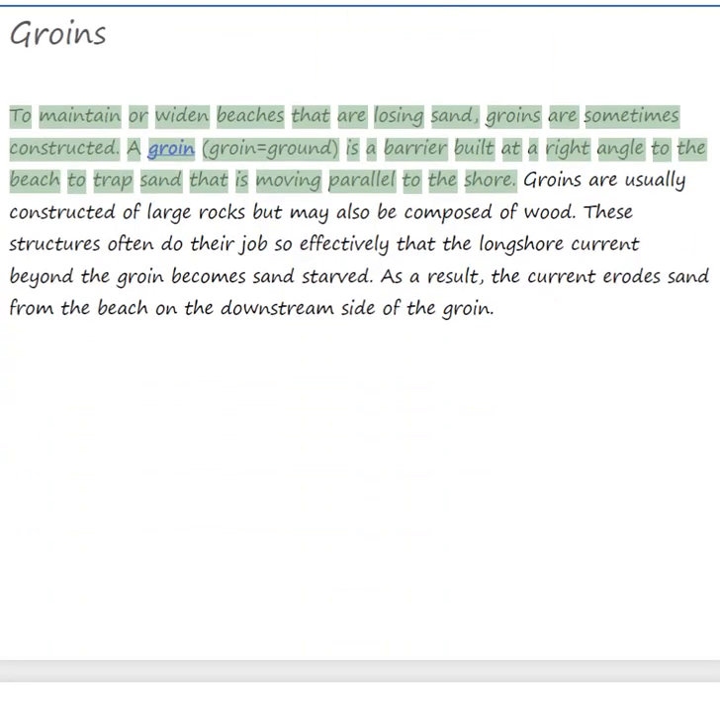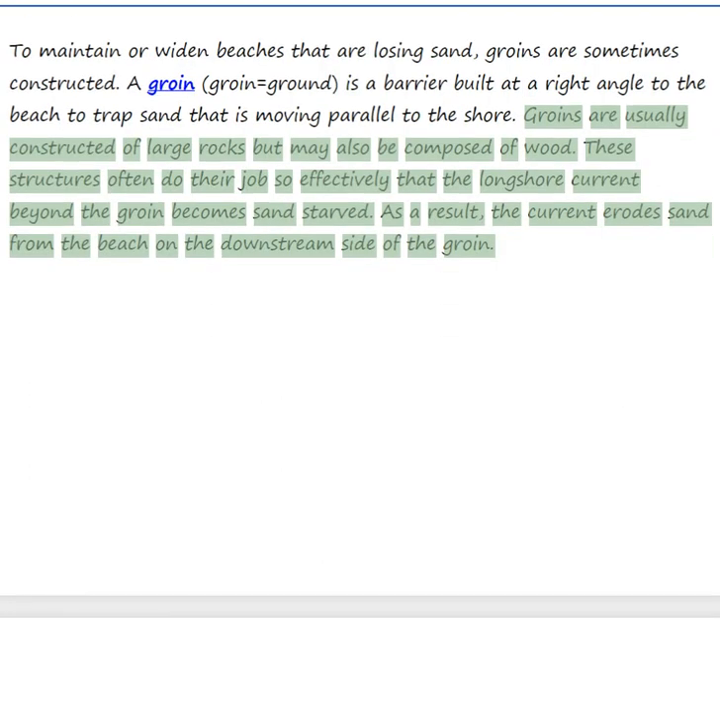To maintain or widen beaches that are losing sand, groins are sometimes constructed. A groin is a barrier built at a right angle to the beach to trap sand that is moving parallel to the shore. Groins are usually constructed of large rocks but may also be composed of wood.